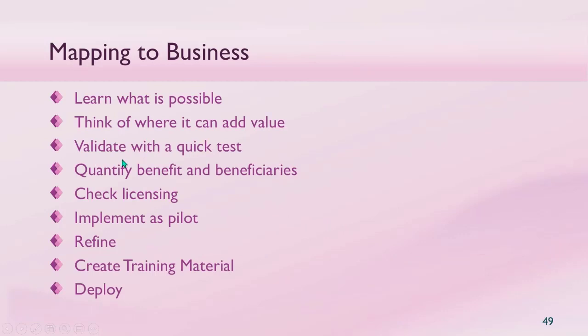Once you have that thought, then do a quick test, validate it. Then quantify the benefits and beneficiaries. What does that mean? Benefits means business benefits, time saving, quality improvement, simplicity, whatever. Beneficiaries means who are the people who are going to benefit and how many of them. And then you can quantify the business impact. Then you have to check licensing, because there may be some cost associated with it. I will tell you what that part is. Then implement it as a pilot, then refine it, and then create training material. Don't just deploy it and send people a link saying use it. You have to create some nice training material for it, then deploy it and then use it.